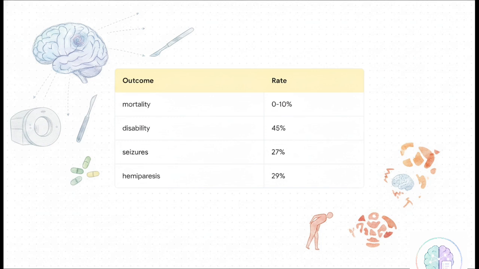However, the morbidity remains tragically high. Think about this. 45% of patients will suffer some form of permanent neurologic deficit, 27% will develop late focal or generalized seizures, and 29% will live with hemiparesis, which is weakness on one side of their body. So yes, we are saving their lives, but their quality of life is forever altered.